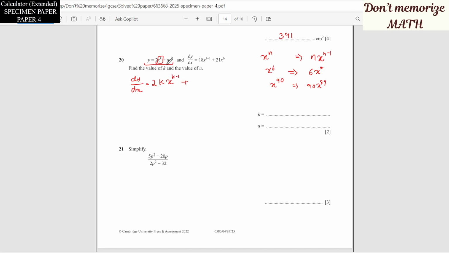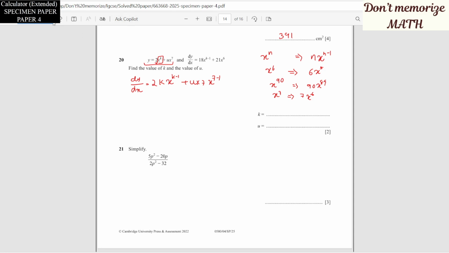Then plus we have a number u, so u x raised to 7. What happens to x raised to 7? It will become 7 x raised to 7 minus 1, which is 6. So write that here, 7 x raised to 7 minus 1.